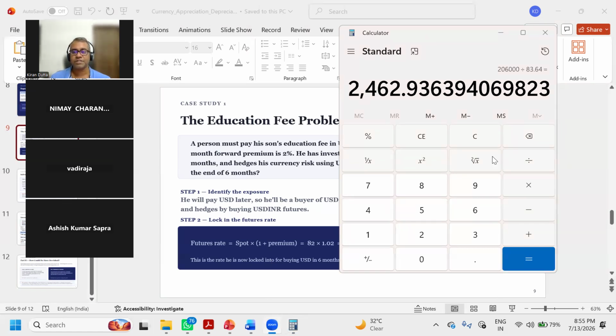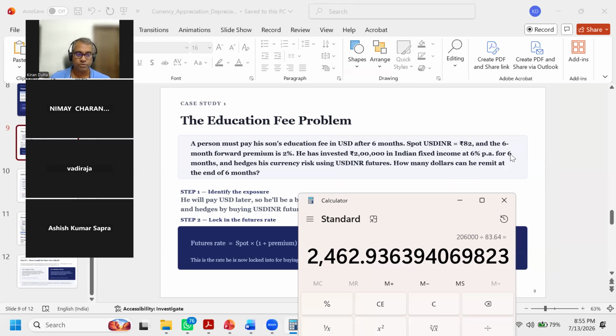The only tricky caveat is sometimes, instead of 6 months, they can give you 8 months. There are only 2 instances. If they want to make it tricky, they will say 6% per annum for 8 months. Now let's also calculate that. How much will that be?